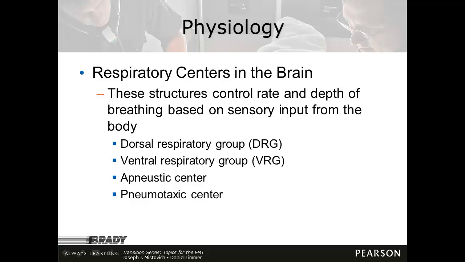The apneustic center provides stimulation to the dorsal respiratory group and the ventral respiratory group to intensify inhalation as necessary. And the pneumotaxic center sends inhibitory impulses to the apneustic center when the lungs become overinflated.